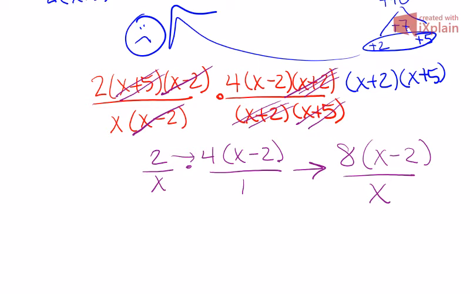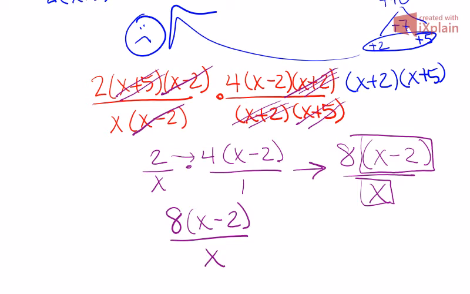And I can't simplify the x's because this is really the group x minus 2. This is a group x. Those are different. So your final answer is 8 times x minus 2 over x. Kind of a pain in the butt, but it's all good.